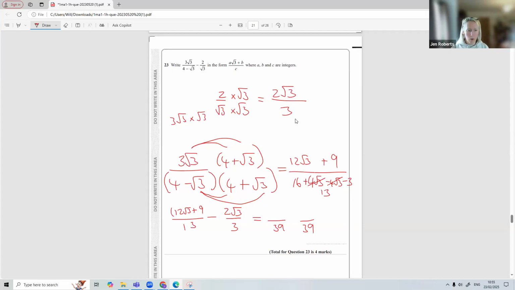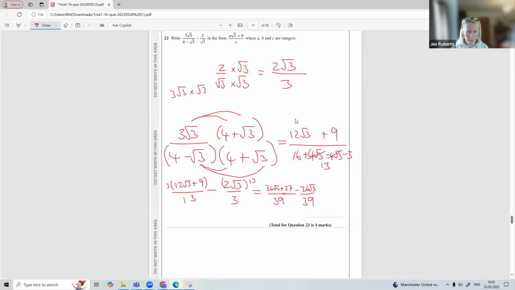I'm going to multiply all of this by 3, which gives you 36 root 3 plus 27. I'm going to multiply all of this by 13, which gives you 26 root 3. Now let's simplify it. 36 root 3 take away 26 root 3 is 10 root 3 plus 27, all over 39.